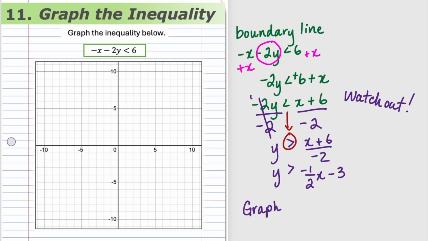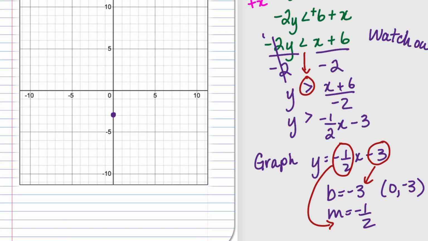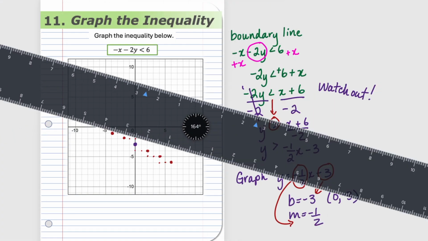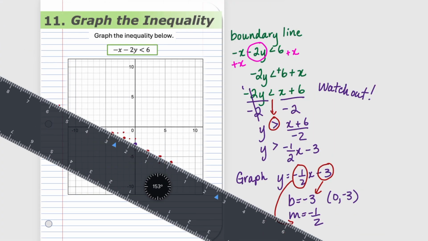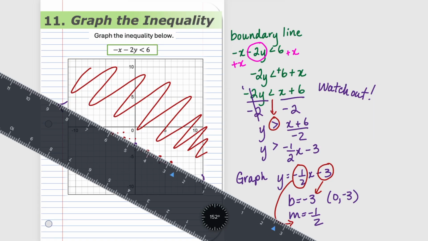We're going to graph the boundary line y is equal to -1/2 x minus 3. -3 is the y-intercept. -1/2 is the slope. We go down 1, right 2, down 1, right 2, down 1, right 2, or up 1, left 2, up 1, left 2. Connect the points. We're shading above the line and not the line. We need a dashed line. Be careful.